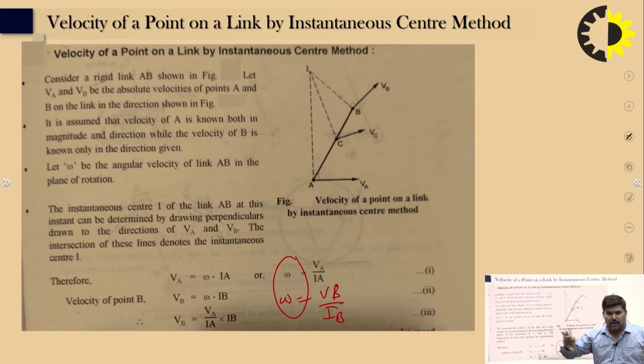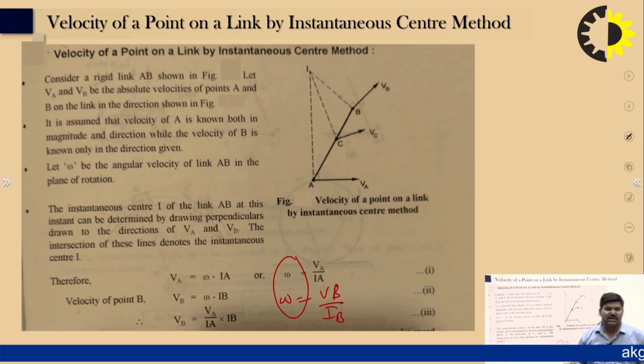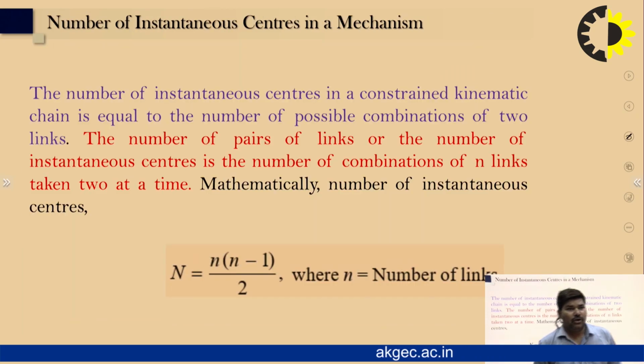So equate both equations. So VB equal to, we find out, VA upon IA into IB. So you can find out the IB position.